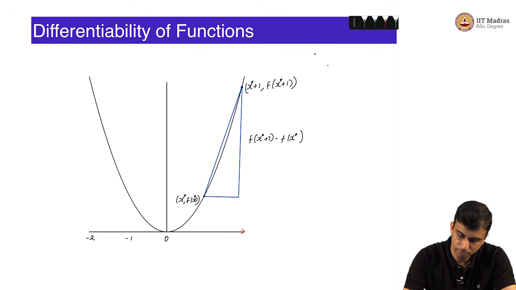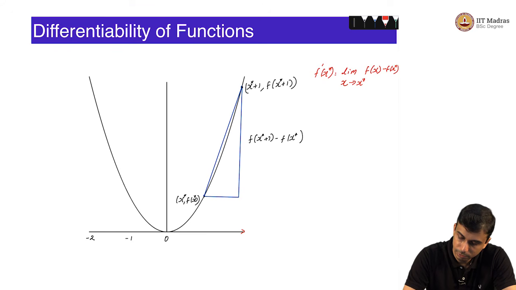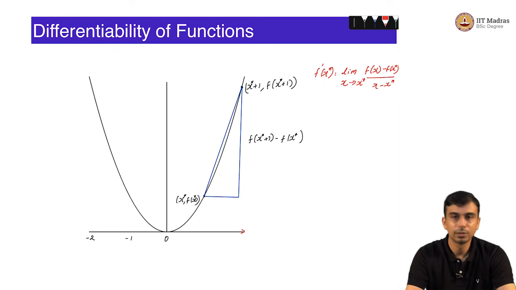let us use a different color here, f dash of x star is simply the limit x approaching x star of f of x minus f of x star by x minus x star.